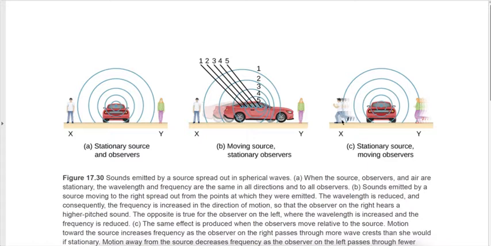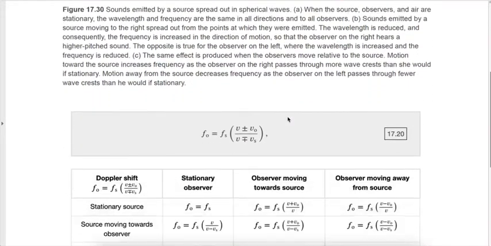Similarly, if the source were sitting still and you were moving in relation to the source, moving toward the source or away from it, you would hear different pitches. If you're moving toward the source, the pitch would go up. If you're moving away, the pitch would go down. Okay, and you can read all that.